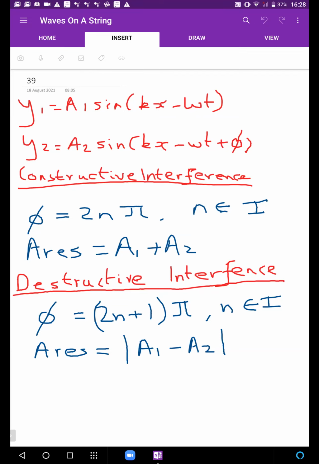So resultant amplitude is A1 plus A2. Destructive means the phase difference should be an odd multiple of pi. So that's when the resultant amplitude is mod A1 minus A2. It's basically the difference of the two. It's like adding two vectors in opposite directions.